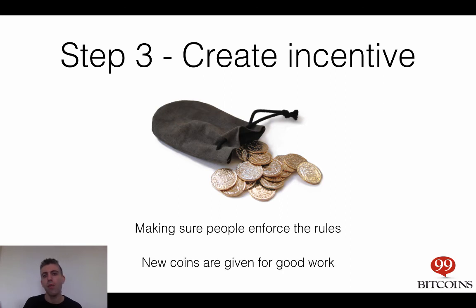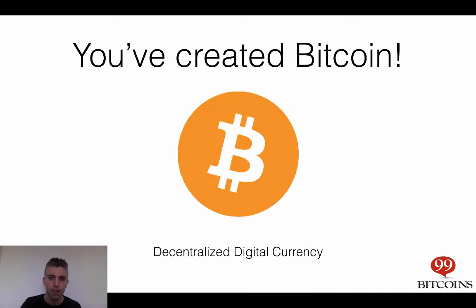So to wrap things up, we decided on the characteristics. We gave everyone a unique identifier. We started writing up in a ledger how much everybody owns. And then we made sure that people follow the rules by giving them the right incentive. And that's basically it. You've just created a new form of money. And that's exactly what Bitcoin is. It's a decentralized digital currency.